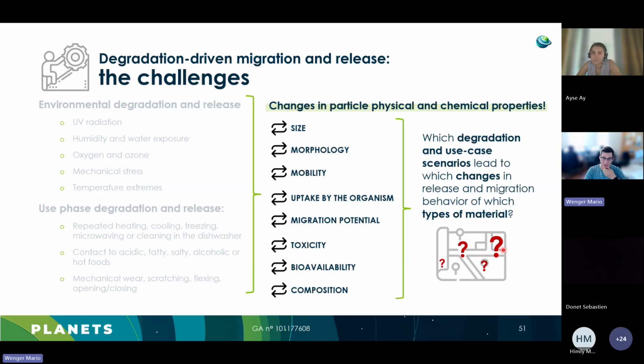So Aisha will tell you more now about how we can test the activity of those leachates, for example, or pure chemicals. And thanks, this was my part.